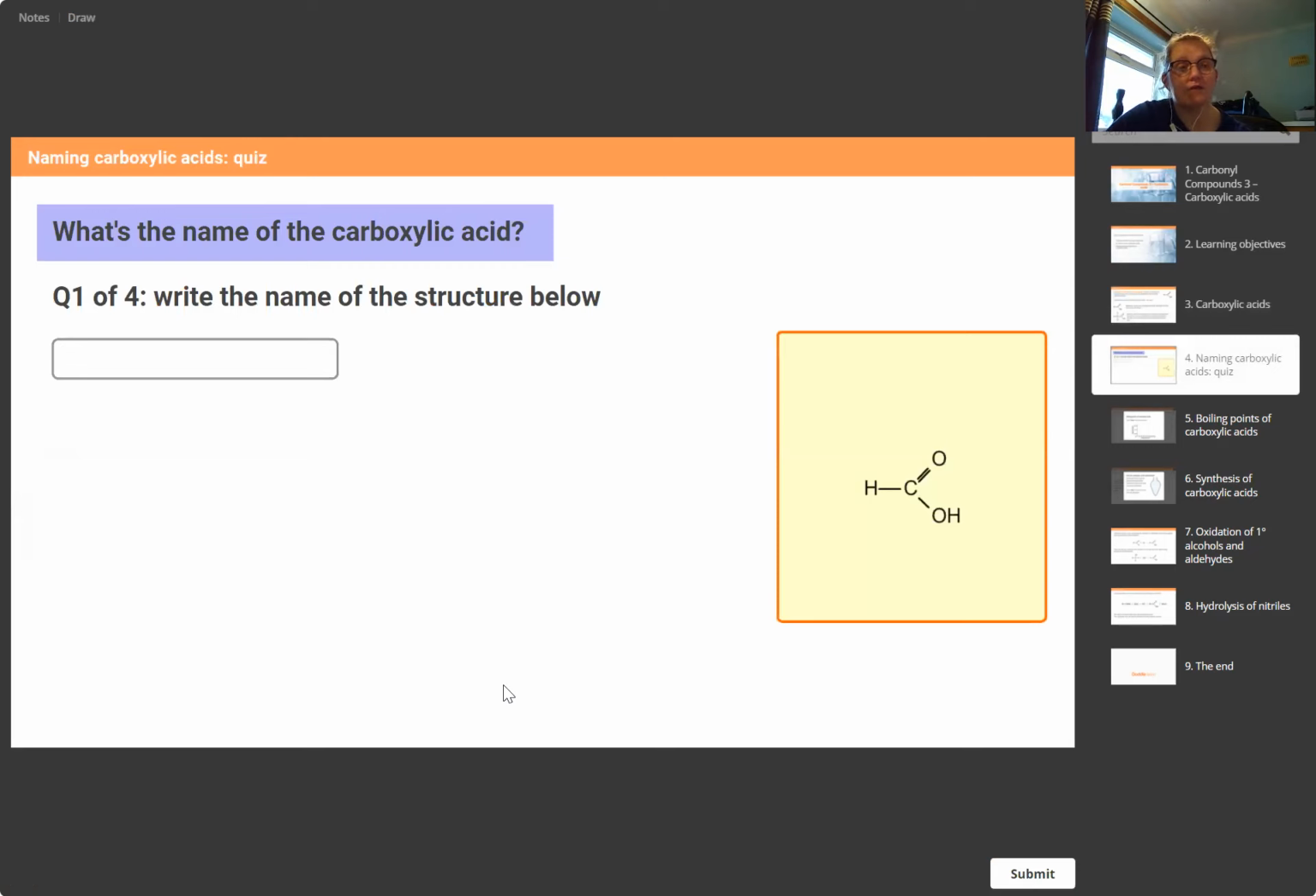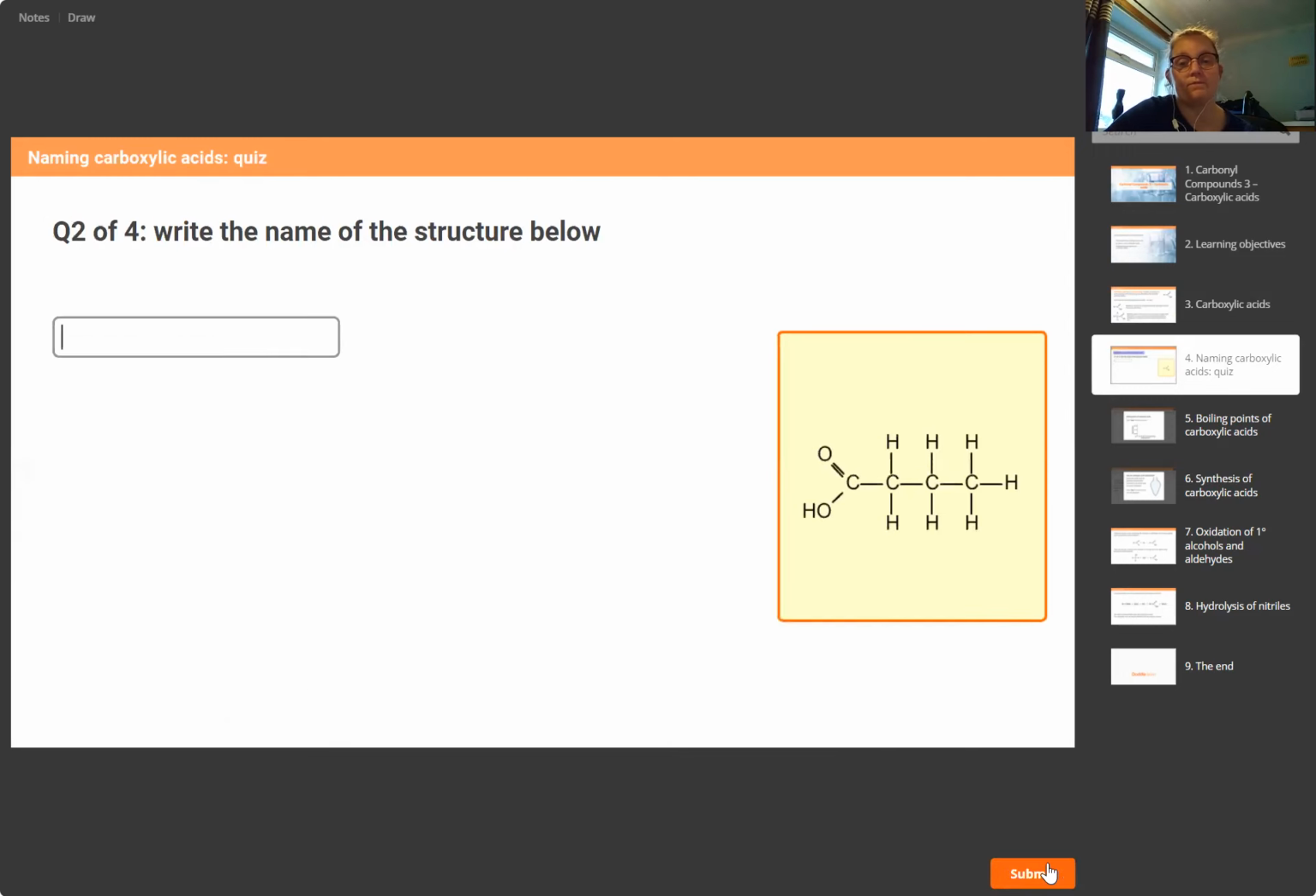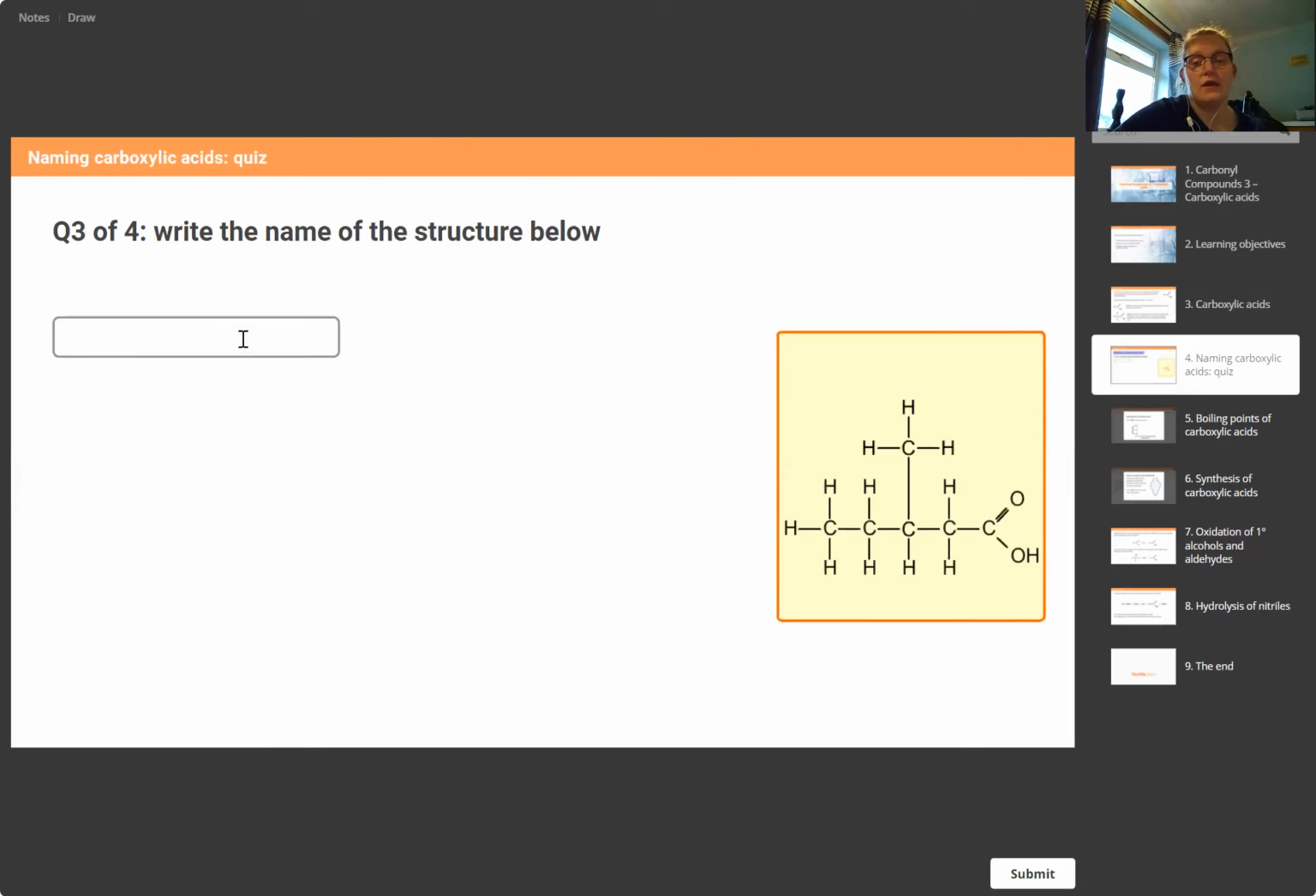So naming carboxylic acids, for example here, we've got one carbon, so this would be methanoic acid. Here we've got 1, 2, 3, 4 carbons, so this would be butanoic acid. Here we've got 1, 2, 3, 4, 5 carbons, but we've also got a methyl group coming off the second carbon, so it would be 2-methyl. How many carbons did I say it was? 5. 2-methyl pentanoic acid.